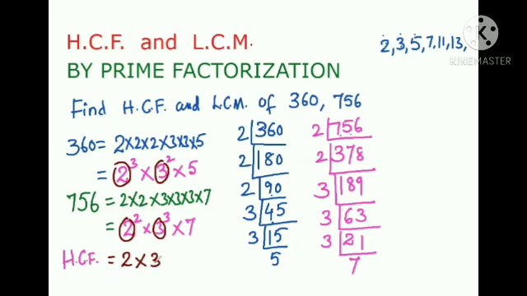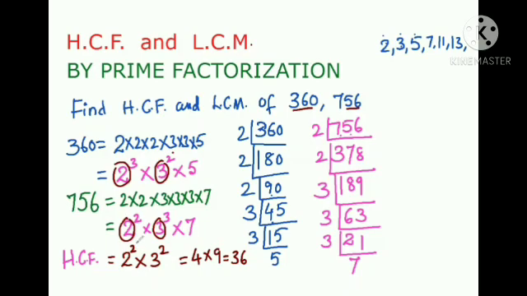Then the smallest power: 2 power 3 is here, 2 power 2 is here. You have to select only 2 power 2, which is least. Also 3 power 2 and 3 power 3, you have to take the least, so 3 power 2. This is 2 square means 4, 3 square means 9, 9 fours are 36. 36 is the HCF of the given numbers 360 and 756.